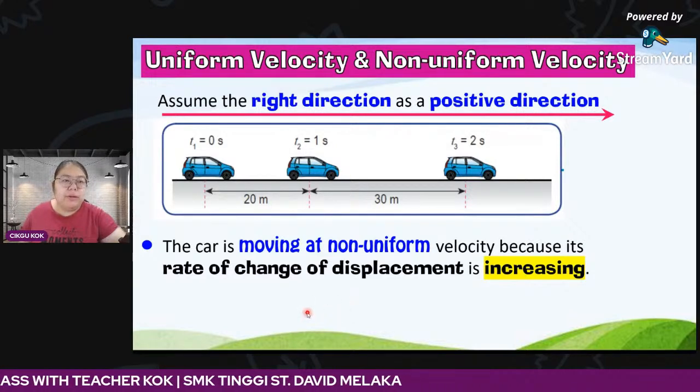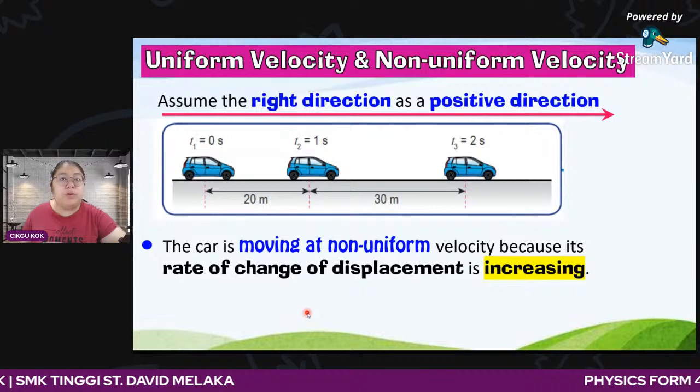So from here, make sure you know what uniform means and what non-uniform means.